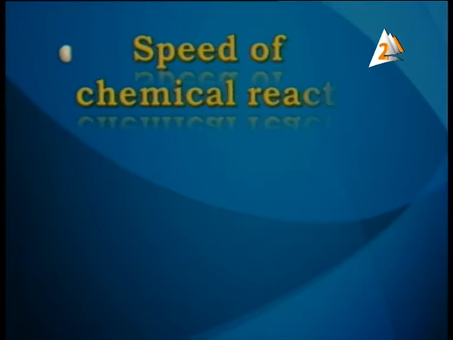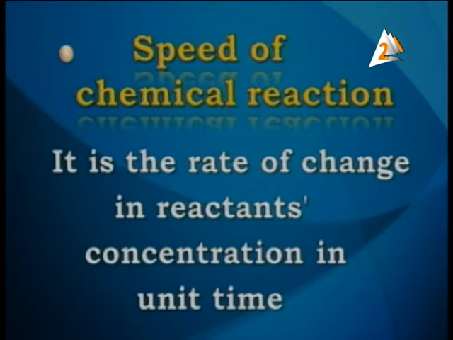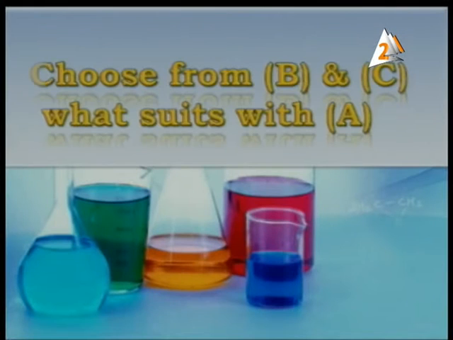Another one of these questions, we have speed of chemical reaction. Speed of chemical reaction means the rate of change in the reactant concentration in unit time. So it means the rate of a change in unit time, change of concentration of reactant in unit time. Both of them are right. So it is the complete answer here: the rate of a change in reactant concentration per unit time.